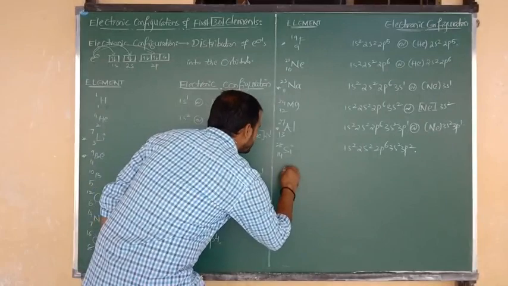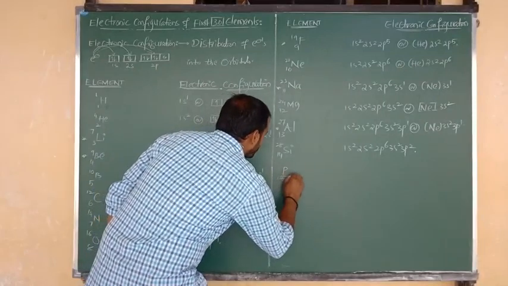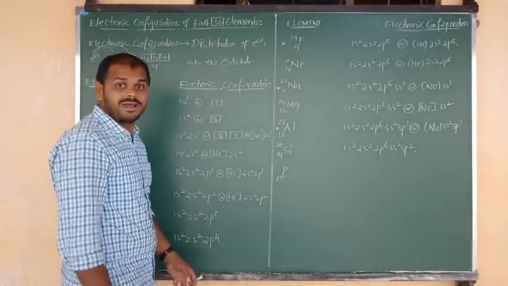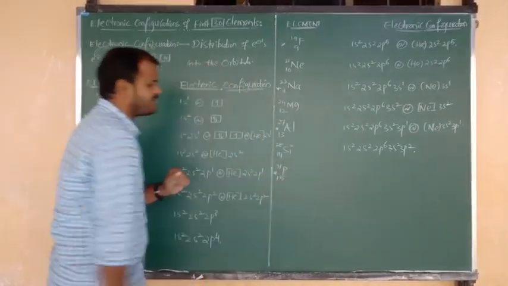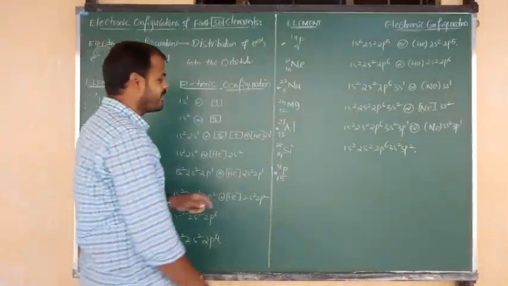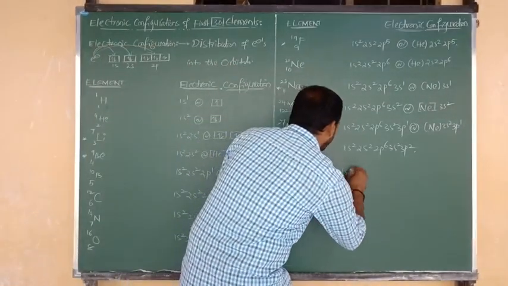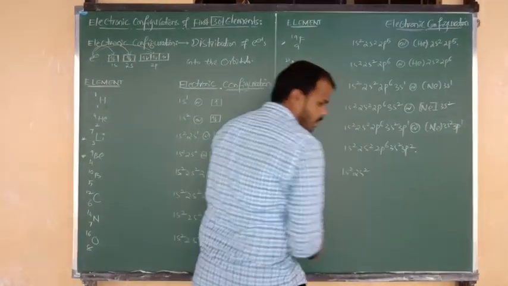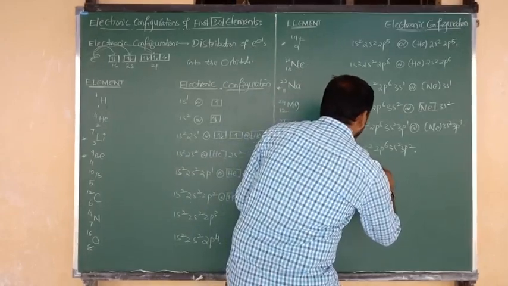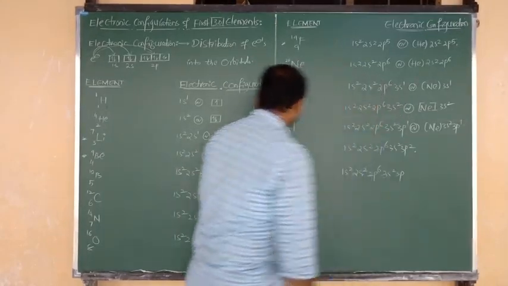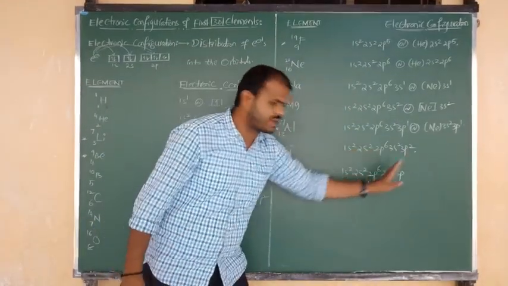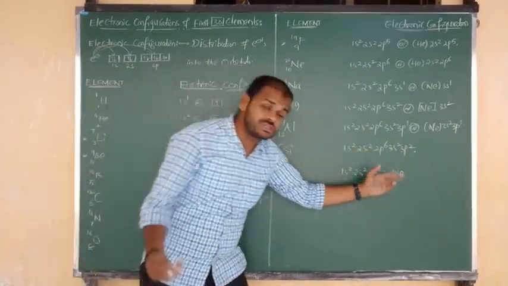Good. Next one is phosphorus. Phosphorus's atomic number is 15. The mass number is double plus 1, so we can say 31. This is important. Okay, good. So a total of 15 electrons are there. We have to write the configuration. 1s2, next 2s2, 2p6, next 3s2. For silicon with 14 it is 3s2, 3p2, and here for 15 it is 3s2, 3p3.